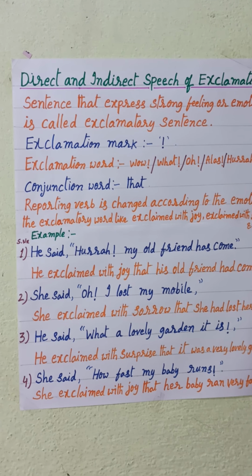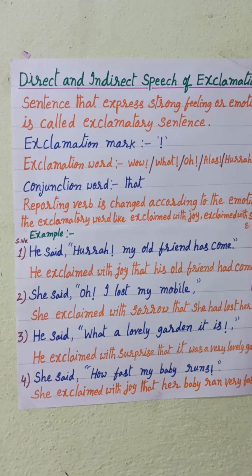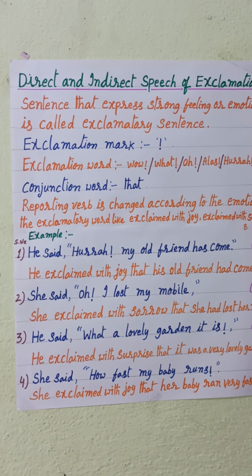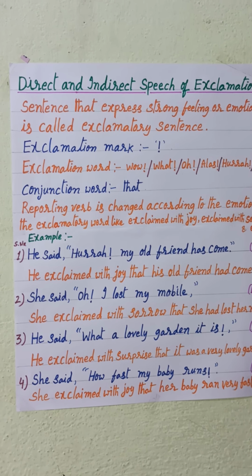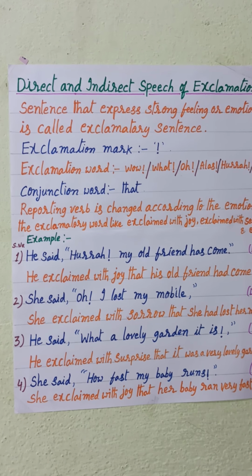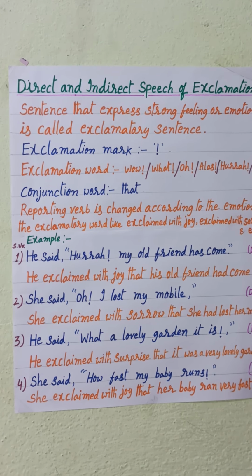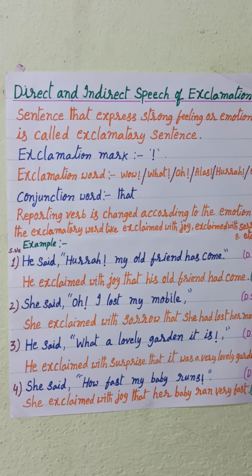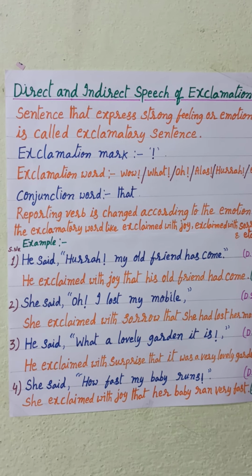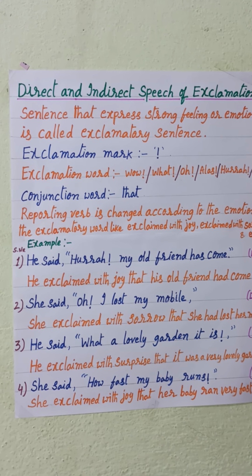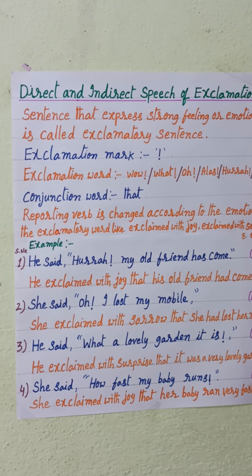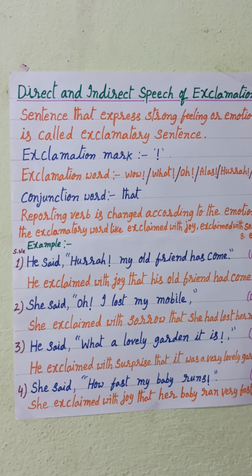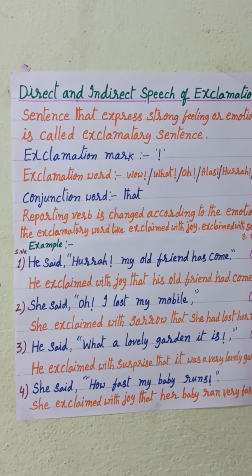The reporting verb is changed according to the emotion of the exclamatory word, like exclaimed with joy, exclaimed with sorrow, exclaimed with surprise, and etc. Direct speech changes to indirect speech.